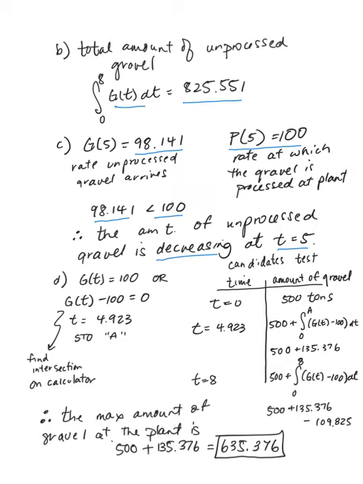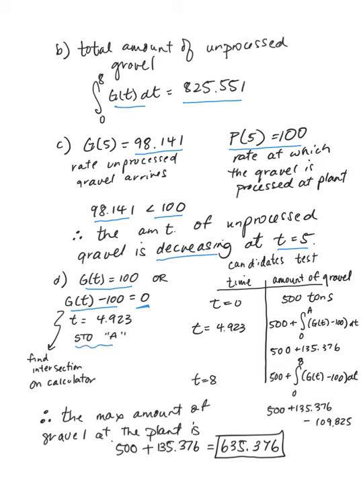Part D is asking what is the maximum amount of unprocessed gravel at the plant in the hours of operation. So we're looking for when the maximum occurs. And remember, we have rate of unprocessed gravel coming in and then rate of processed gravel. And so I want to know when that equals 0. So this is the difference of those two rates. And I want to know when it's equal to 0 or when they're equal to each other. That happens at time t equals 4.923. I'm going to store that in A because I'm going to need that.